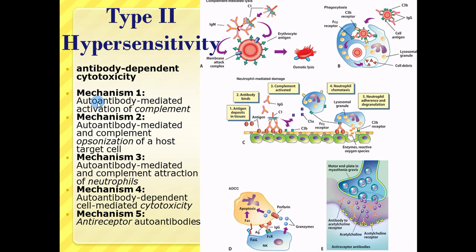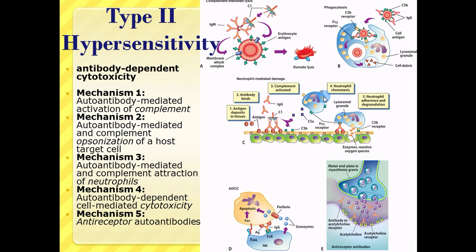With type 2, you're going to see that they're all autoantibodies. So what kind of disorders do you think these are going to cause? Autoimmune disorders. Yep, they typically cause autoimmune disorders. And here you can see it's autoantibodies associated with complement, autoantibodies that opsonize, autoantibodies that affect neutrophils, autoantibodies that affect other things like T cells, and then also anti-receptor autoantibodies. So I'll walk through and show you each of these. But those are the 5 main mechanisms of type 2 hypersensitivity.